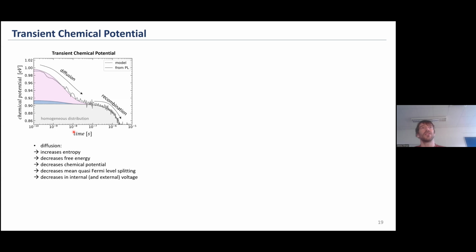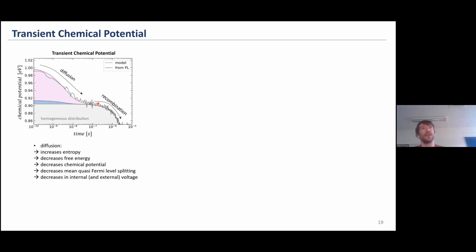The initial decay, we've already seen from the PL. The initial decay is the diffusion of the carriers, diffusing apart from each other, and the later decay is from the recombination. And that makes sense because diffusion means you increase entropy, you decrease the free energy, you lose chemical potential, it decreases the mean quasi-Fermi-level splitting, and in the end this decreases the internal or the external voltage. So this is a time-resolved way to look at the losses in a solar cell.